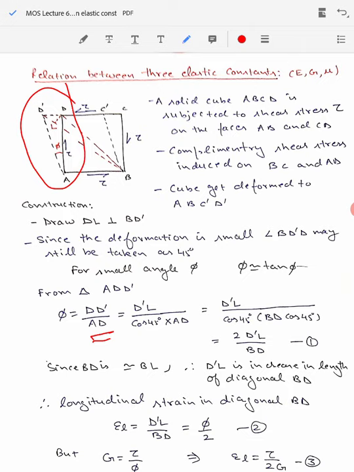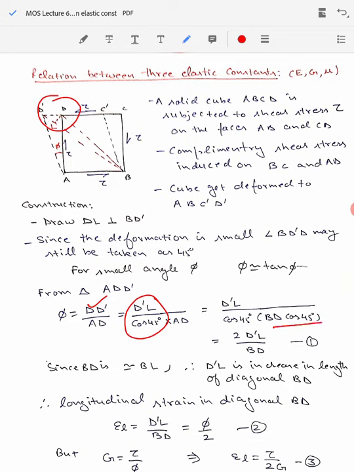Now we can define D'D in terms of D'L from this small triangle. From this we can say that DD' will be equal to D'L divided by cos 45. We have already said that this angle is 45 degrees. So that's why DD' will be equal to D'L divided by cos 45. This comes from this 90 degree triangle D'DL.